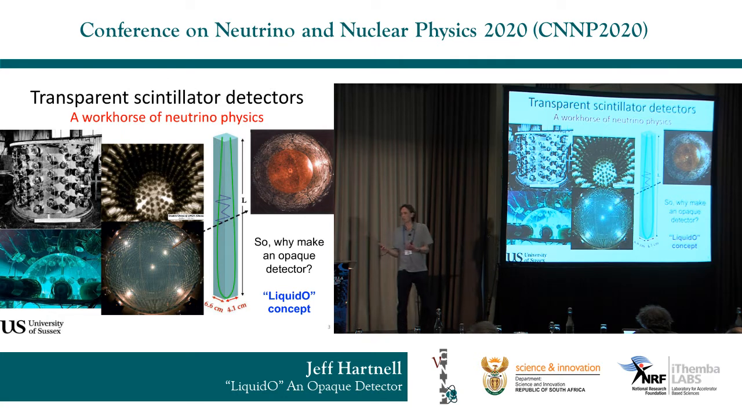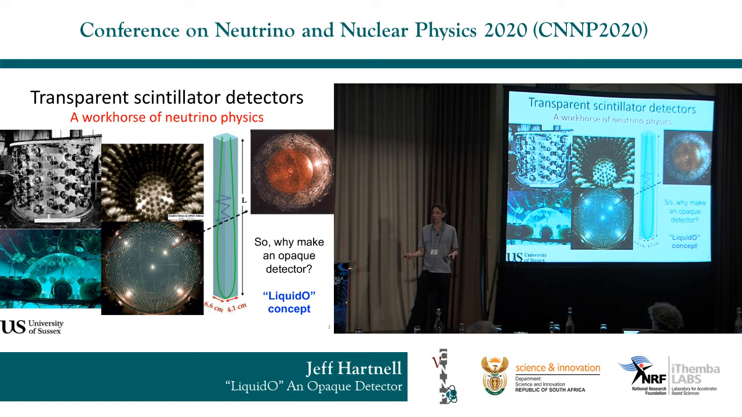So when you think of a scintillator, you probably think of a transparent material, and there have been many transparent scintillator detectors. It's really been a workhorse of neutrino physics from the discovery of the neutrino to beautiful measurements of solar neutrinos, the reactor experiments discovering theta-1-3. This is a NOVA scintillator cell, and we've made the first measurement of electron antineutrino appearance. And this is the SNO+ detector, which is currently being filled with liquid scintillator. So why make a detector opaque?